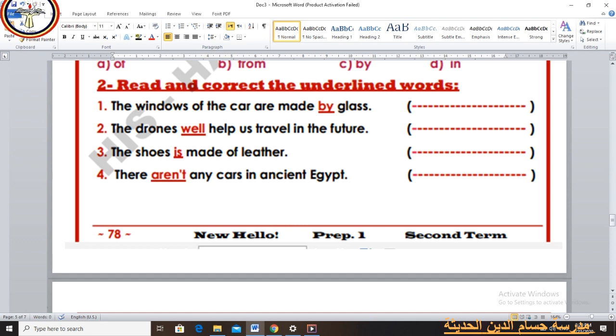The shoes is made of leather. Yes. Very good. It's are. Thank you, Marwa. The shoes are made of leather. Number 4: There aren't any cars in ancient Egypt. Yes, Riham. There weren't. Thank you, Riham. Very good answer.